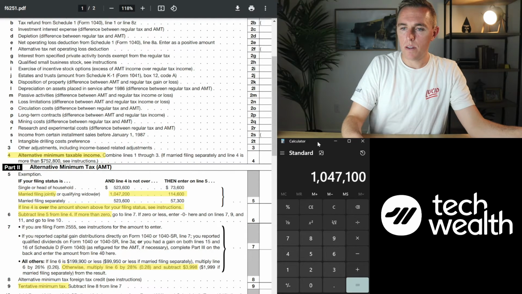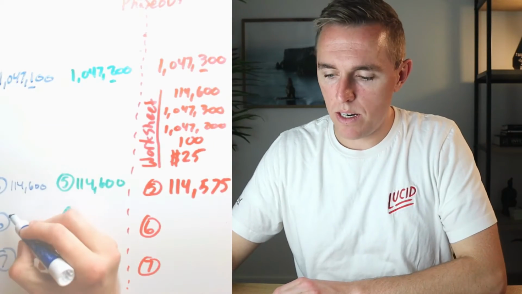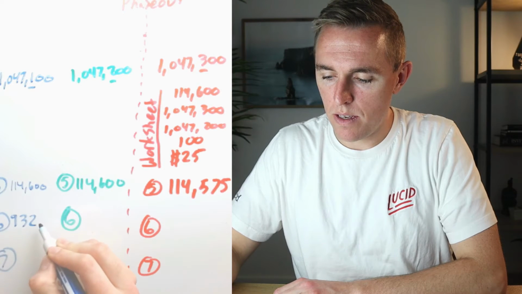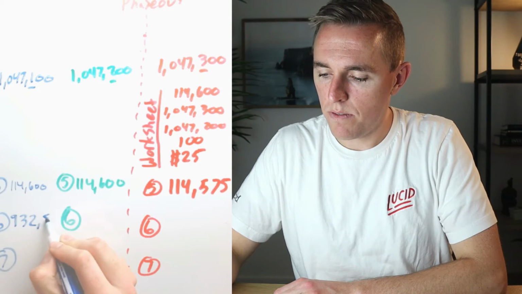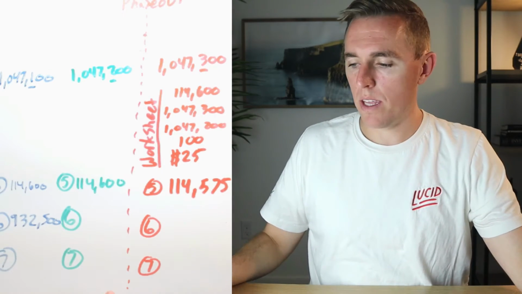100. There we go, minus 114,600. Okay, we've now got that number. We're going to punch it in here. This is 932,500. Okay, now jumping to the second column.